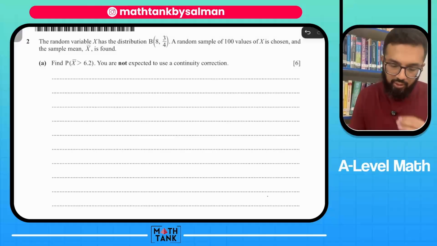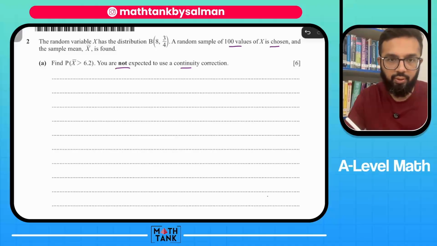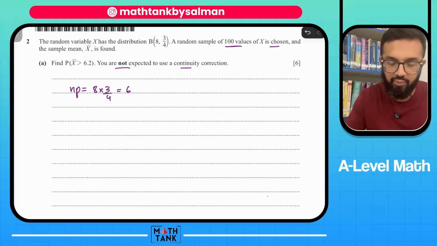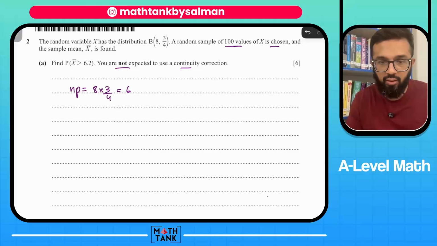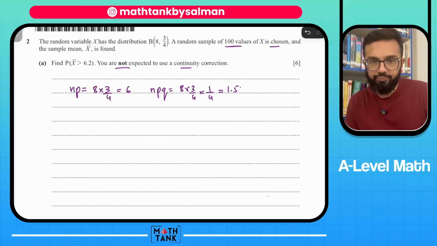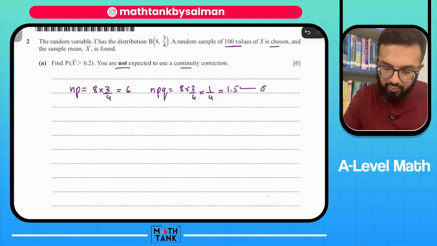Okay, this says the random variable X has this distribution. A random sample of 100 values of X is chosen and the sample mean X bar is found. Find the probability that X bar is greater than 6.2. You are not expected to use a continuity correction. So first I'm going to calculate np and say that the mean of the binomial distribution is 6. A random sample of 100 values is then taken. And npq is also required. So I'm going to also calculate 8 times 3/4 times 1/4, which is 1.5. So that's sigma squared.